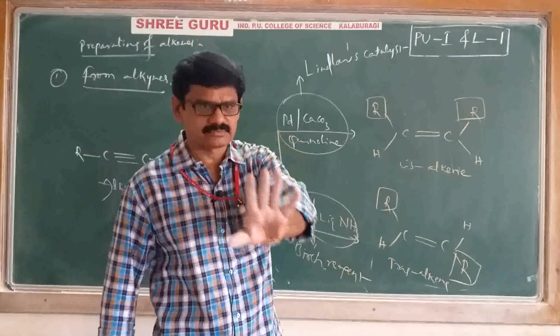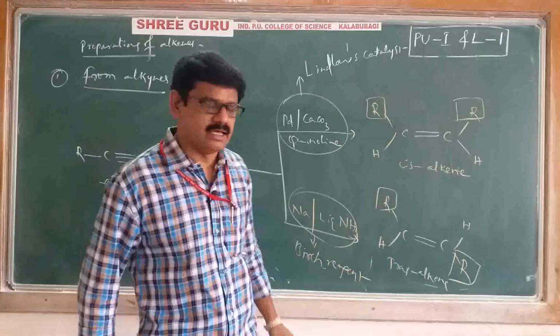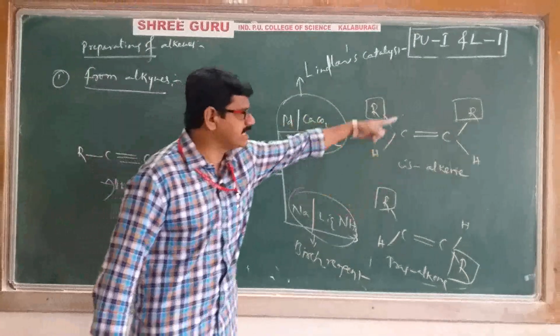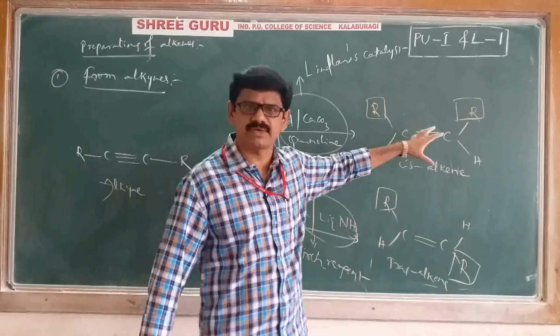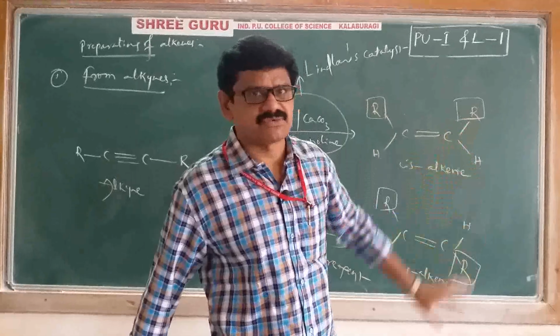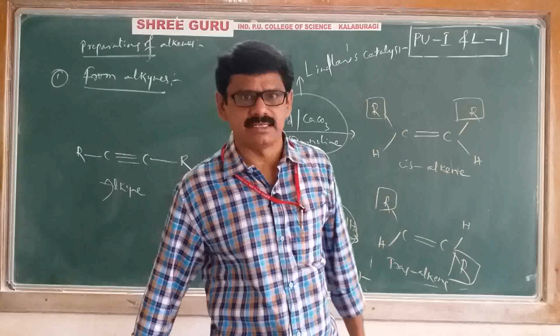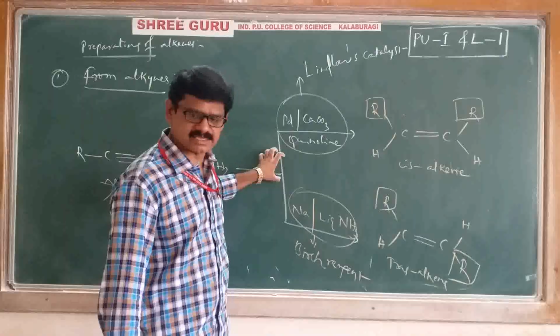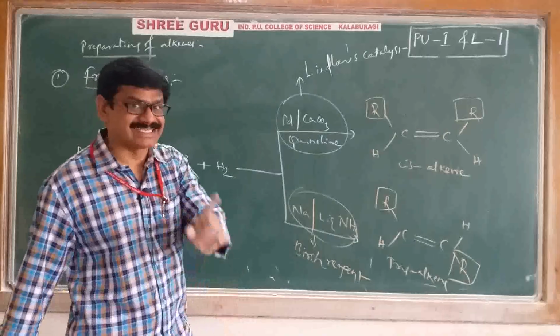But overall, both are alkenes only. When an alkyne is added with hydrogen, definitely you will get alkenes only. But in one situation we get a cis-alkene, in another situation we get a trans-alkene. Both situations you must remember. This is the general reaction. Now we will take its corresponding example.